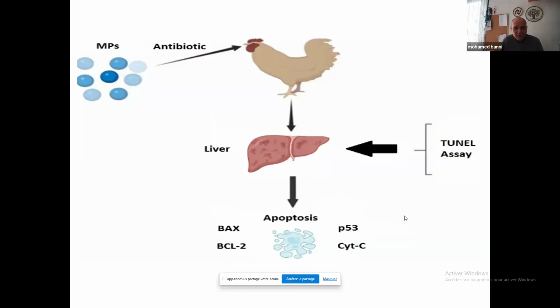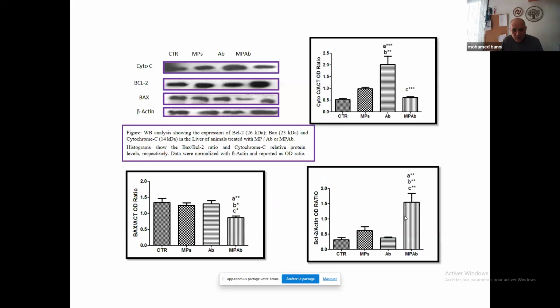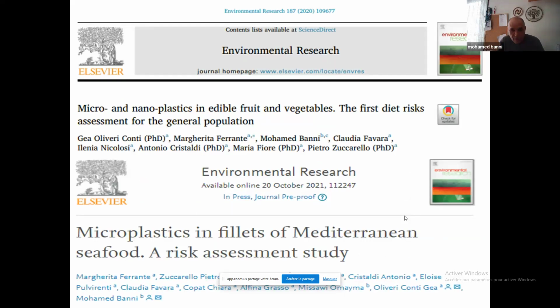I would go very fast because my time is running out, but this is crucial because these two publications showed micro and nanoplastic in edible fruit and vegetables. We did these two publications with colleagues from Catania, Professor Margherita Ferrante and Gea Oliveri Conti, when we reported for the first time the presence of microplastic in fruit and vegetables, and also in the edible part of Mediterranean fish. I conducted the study on Mediterranean fish, and we used sea bass, sole, and red mullet, and also mussels. So we know very well that with a typical Mediterranean diet based on vegetables but also seafood, we can ourselves be contaminated by microplastics.